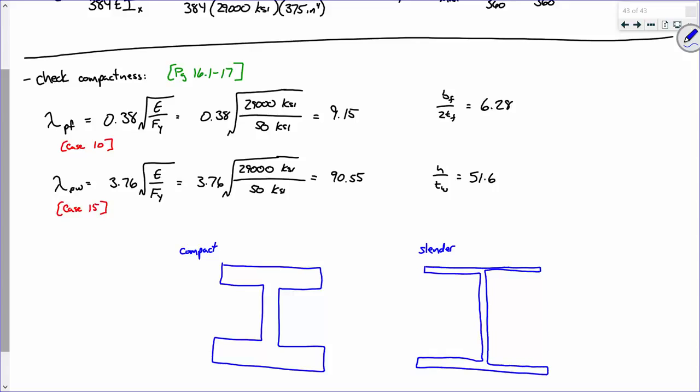See the difference? So this compact shape over here, these elements are not very slender, right? These are a measure of the slenderness of this and this. These are how slender our section really is. These are the limits. So because our actual slenderness is smaller than our limits, we have a compact shape and we're good.